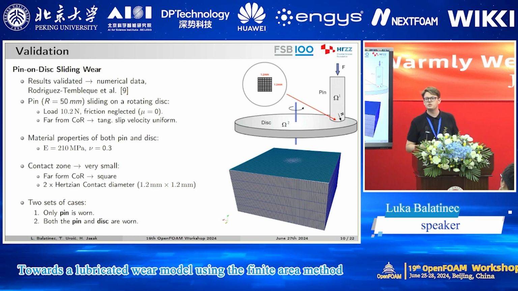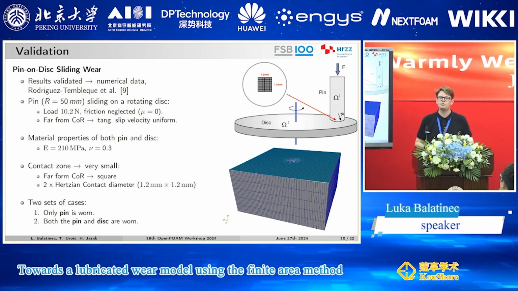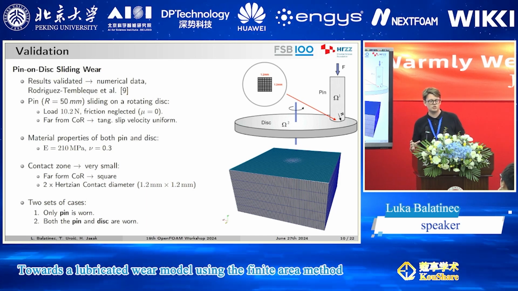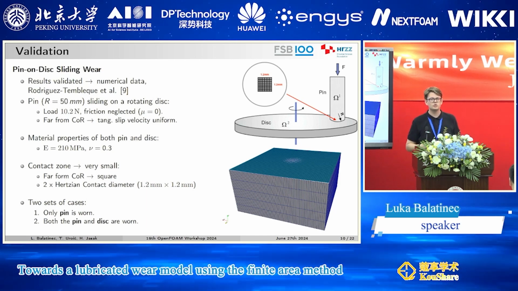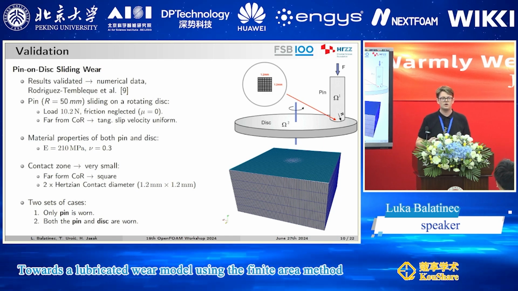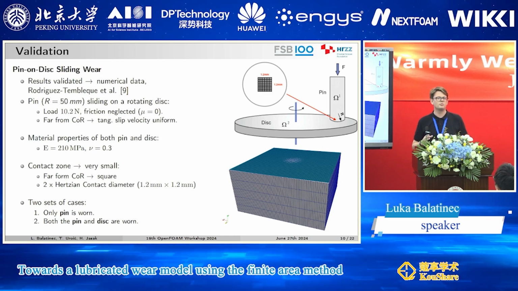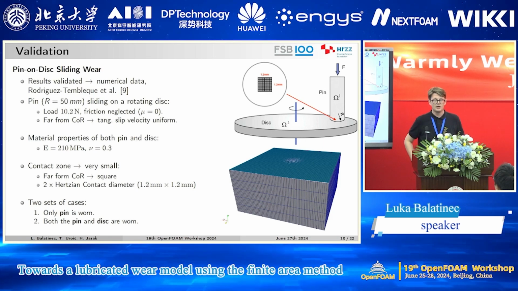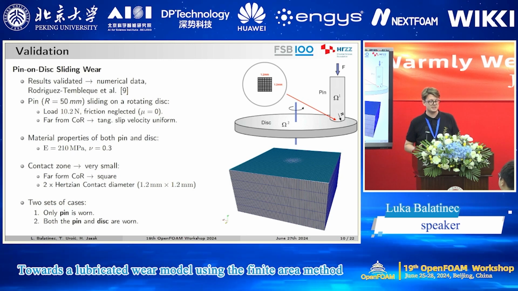The material properties you can see here on the slide, and another important thing is the contact zone. The contact zone is far away from the center of rotation, so it can be considered a square. Also, the dimensions of the contact zone are 1.2 by 1.2 millimeters, which is approximately 2 times the Hertzian contact diameter. There are two sets of cases I want to discuss.